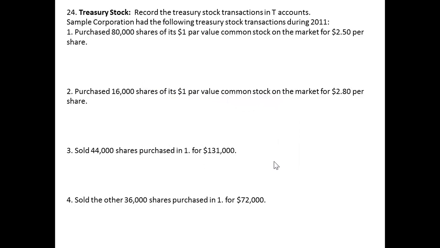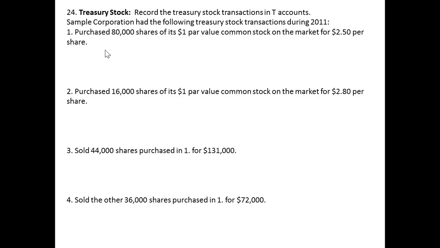Here is a comprehensive problem on Treasury stock. So we're going to record multiple purchases of Treasury stock, and then we'll sell it, and we'll end up retiring some as well. So in number 1, we purchased 80,000 shares of $1 par value common stock on the open market for $2.50 a share.